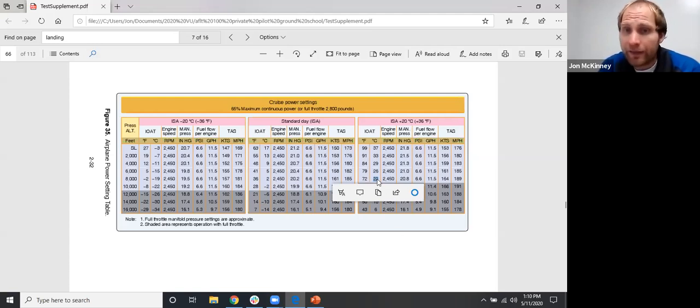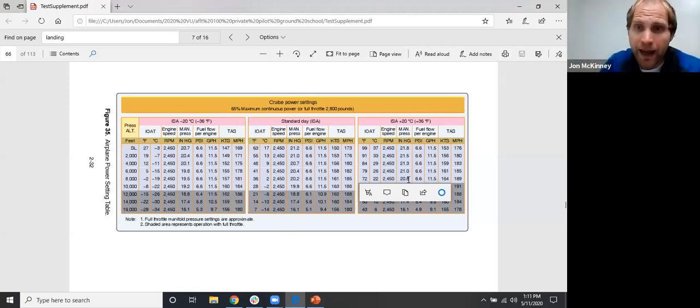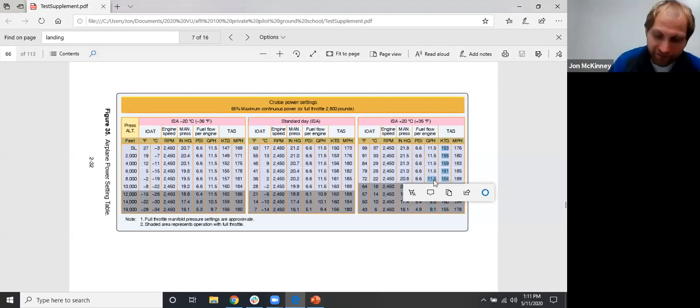So this is where we're going to find the information you're searching for, Isaac. It's an extra hot day because it's 22 degrees Celsius, or IOAT, indicated outside air temperature, and we're lined up on 8,000 foot pressure altitude. For this information to be valid, we need the engine spinning at 2,450 RPM and a manifold pressure of 20.8, which was given in the problem, further affirmation that we're looking at the correct information. It's telling you that the gallons per hour is going to be 11.5. So on my scratch paper, I write down 11.5 gallons per hour.